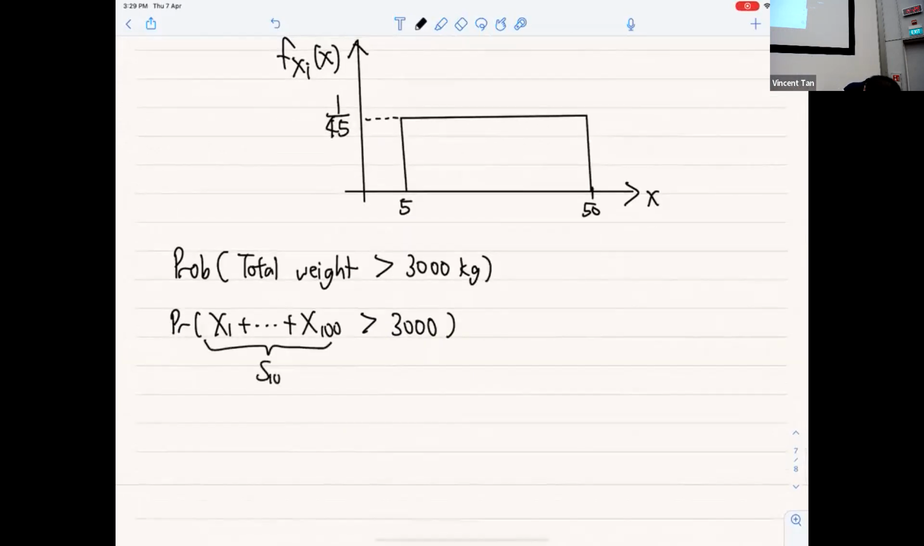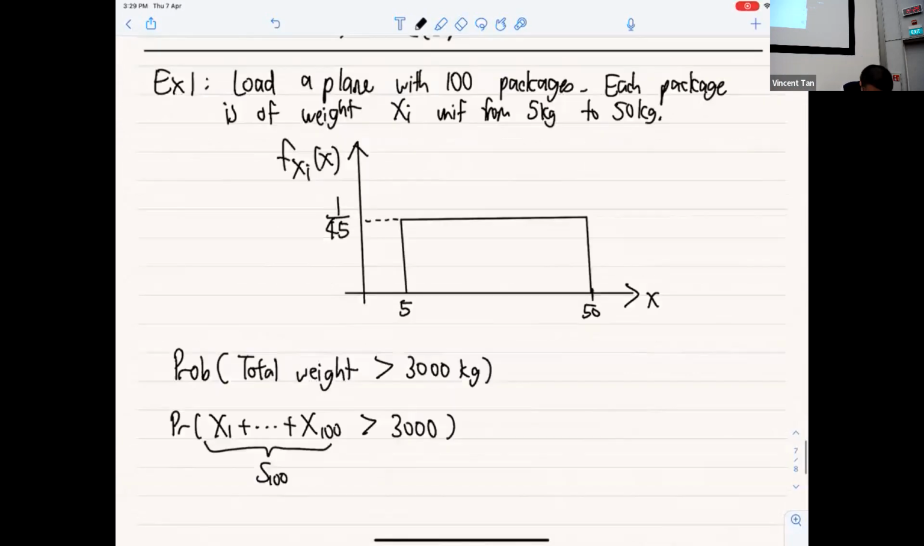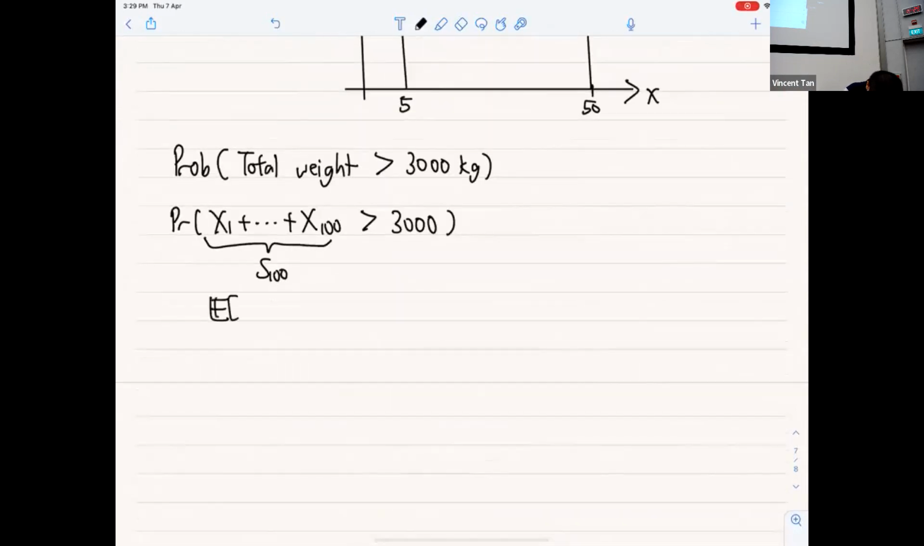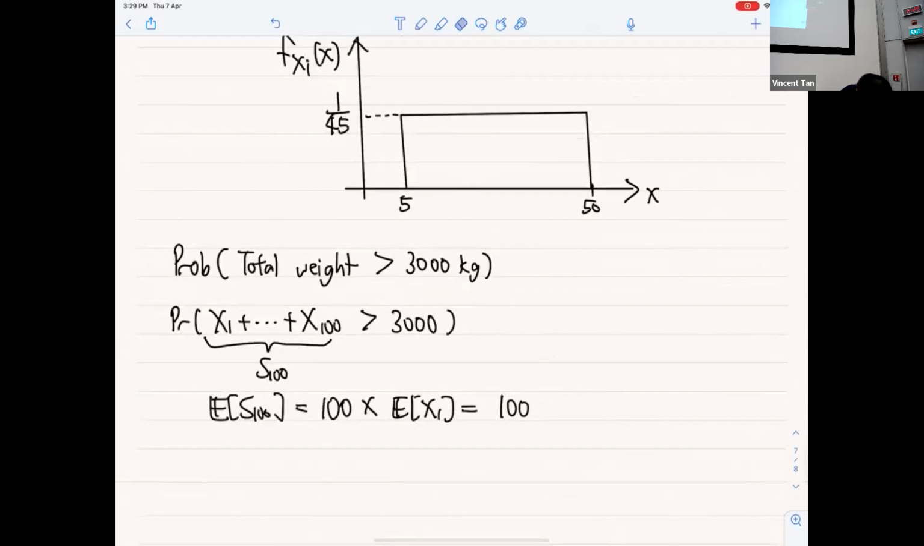So we call this S100, the sum of the 100 packages. All right, what is the procedure? The procedure is calculate the mean and the variance of Sn. All right. So the mean of S100 is basically 100 times expected value of X1. So what is the expected value of X1? Well, it's basically the average of 5 and 50. Okay, so that is 27.5. It's basically 100 times 27.5. We'll just leave it like this.